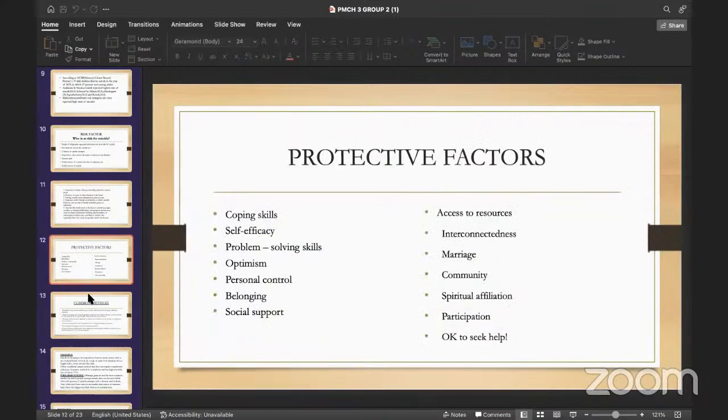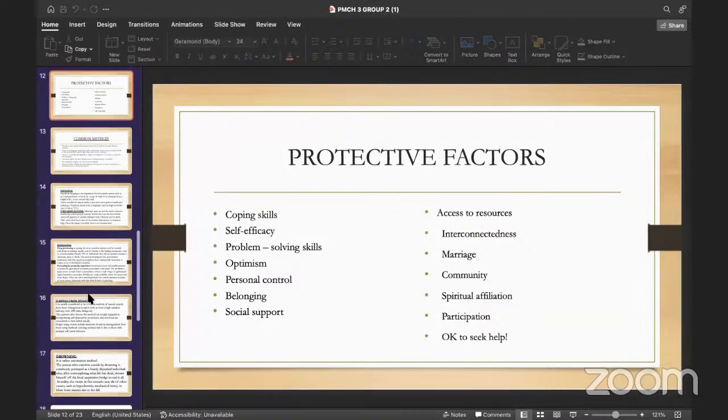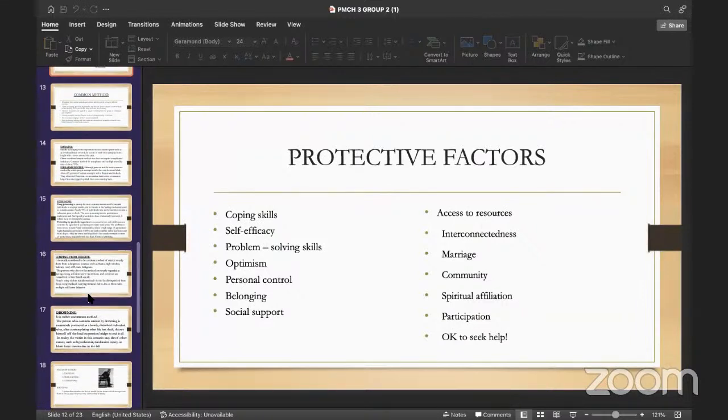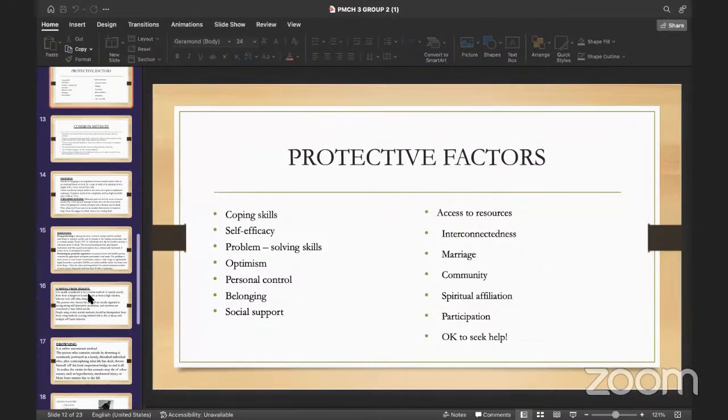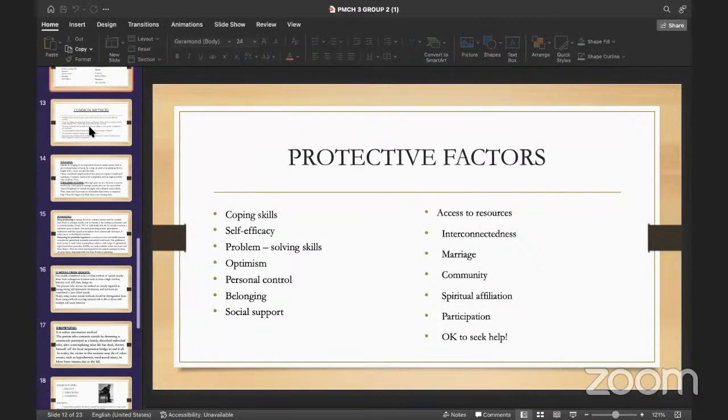Protective factors. Some of the protective factors for suicide avoidance are coping skills, self-efficacy, problem-solving skills, optimism, personal control, belonging, self-support, social support, access to resources, marriage, community, spiritual affiliation, participation, and being okay to seek help.